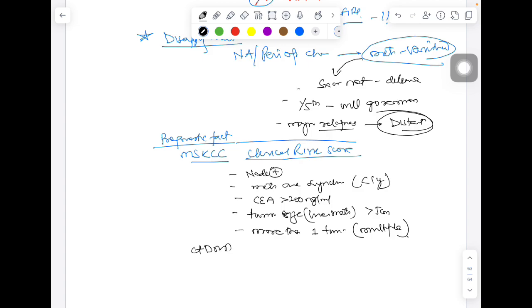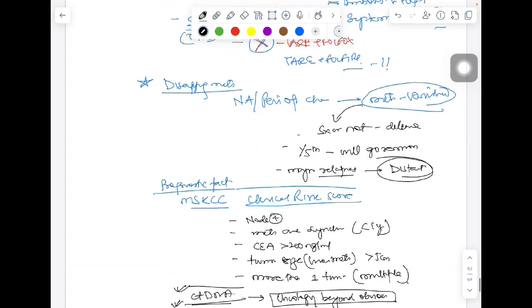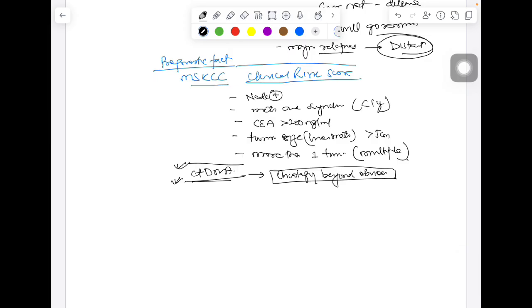The other part is ctDNA. It has come up in a large way, although not yet recommended. But I will urge you to listen to a ctDNA discussion. It is there, I think, on YouTube, on Oncology Beyond Obvious. It's a very good channel run by a Mumbai group. They discuss the advancements and a journal dissection is being done. ctDNA is beautifully explained. As of now it is not in practice, but it will come up. Now this is about how we are managing CRC with liver mets.